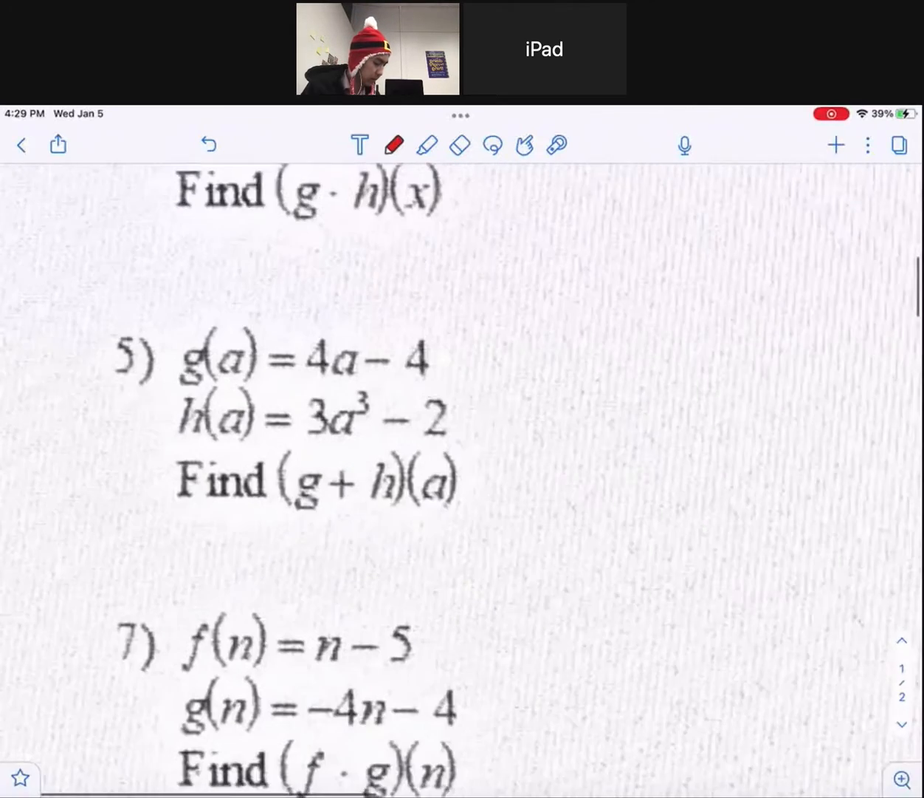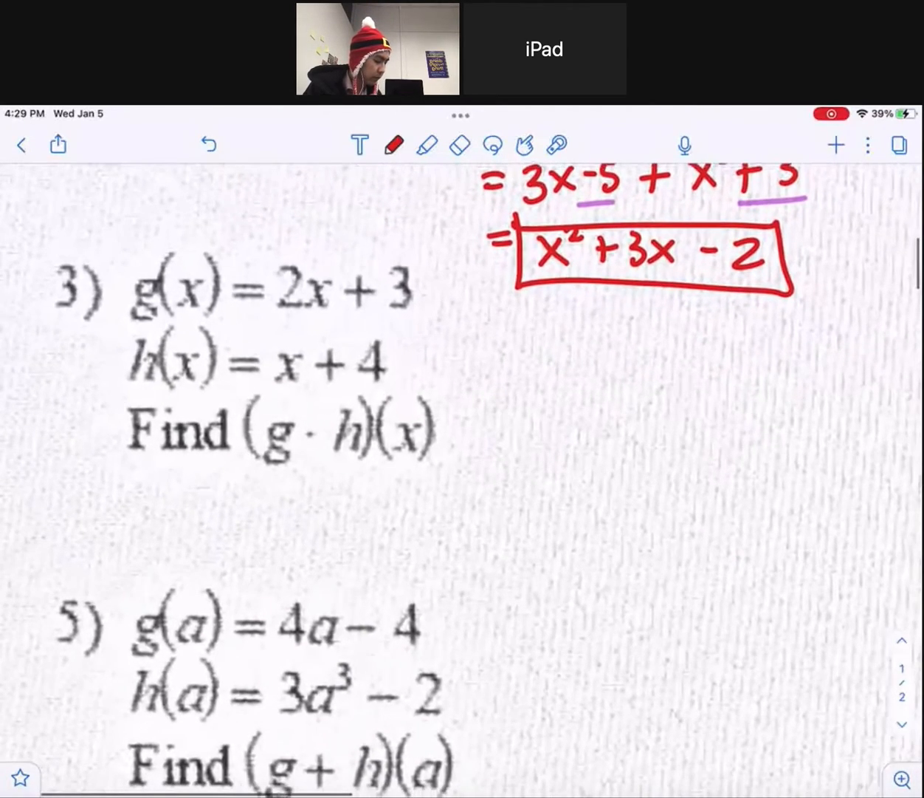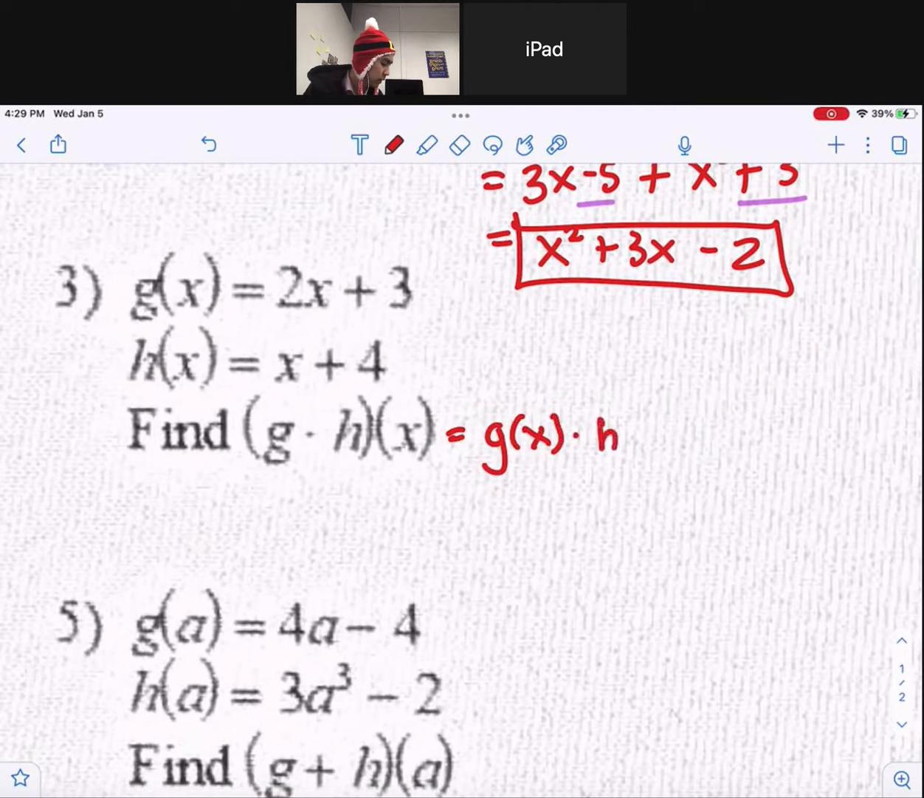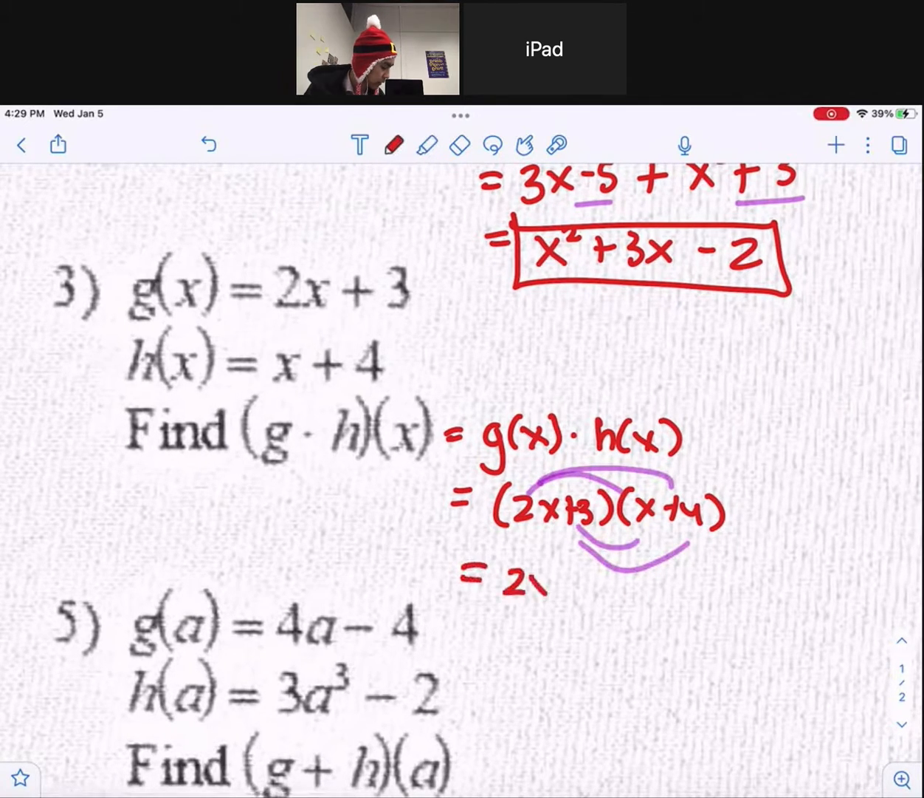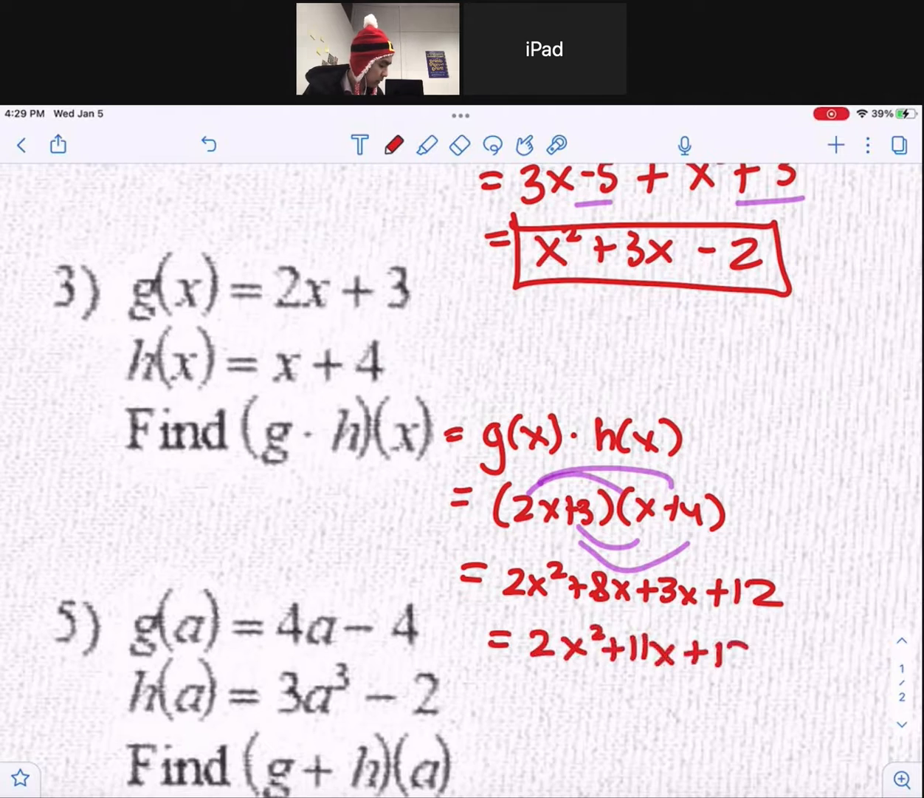Let's get number 3. This is just your functions getting multiplied to each other. So g of x is 2x plus 3. H of x is x plus 4. So you have to do a double distribution. And you get 2x squared plus 8x plus 3x plus 12. And then just combine like terms to get 11x. And that would be your answer for that one.